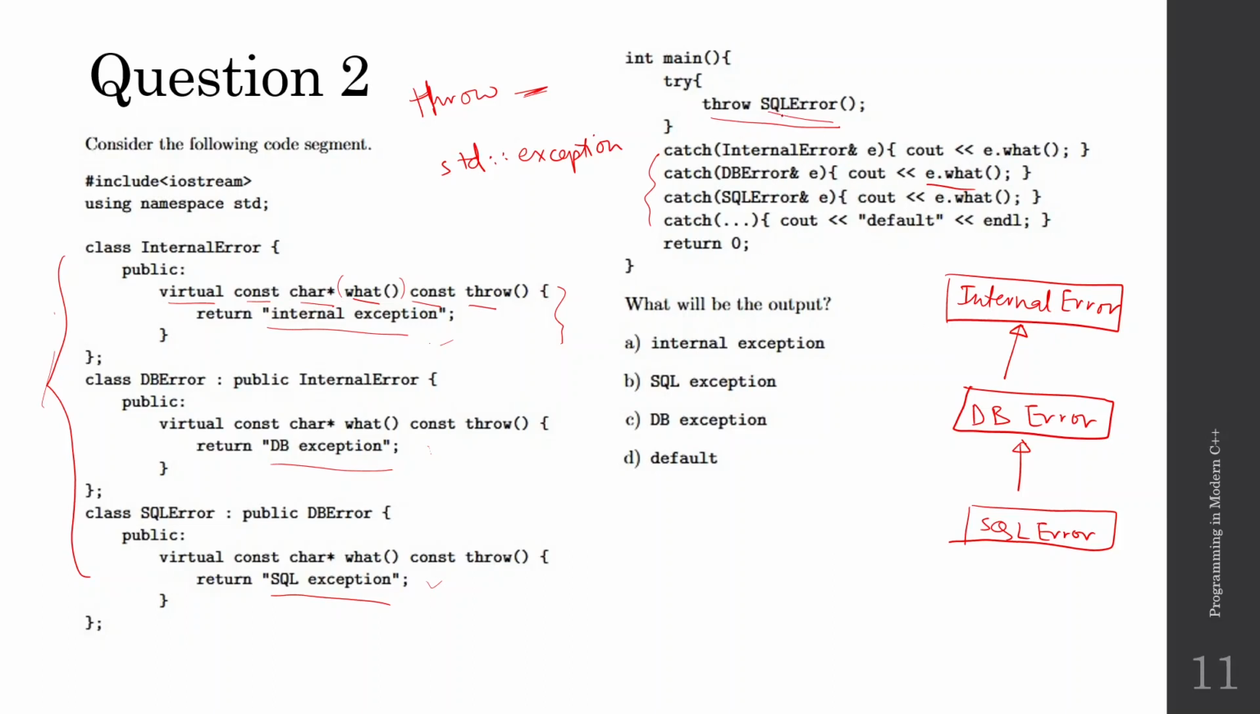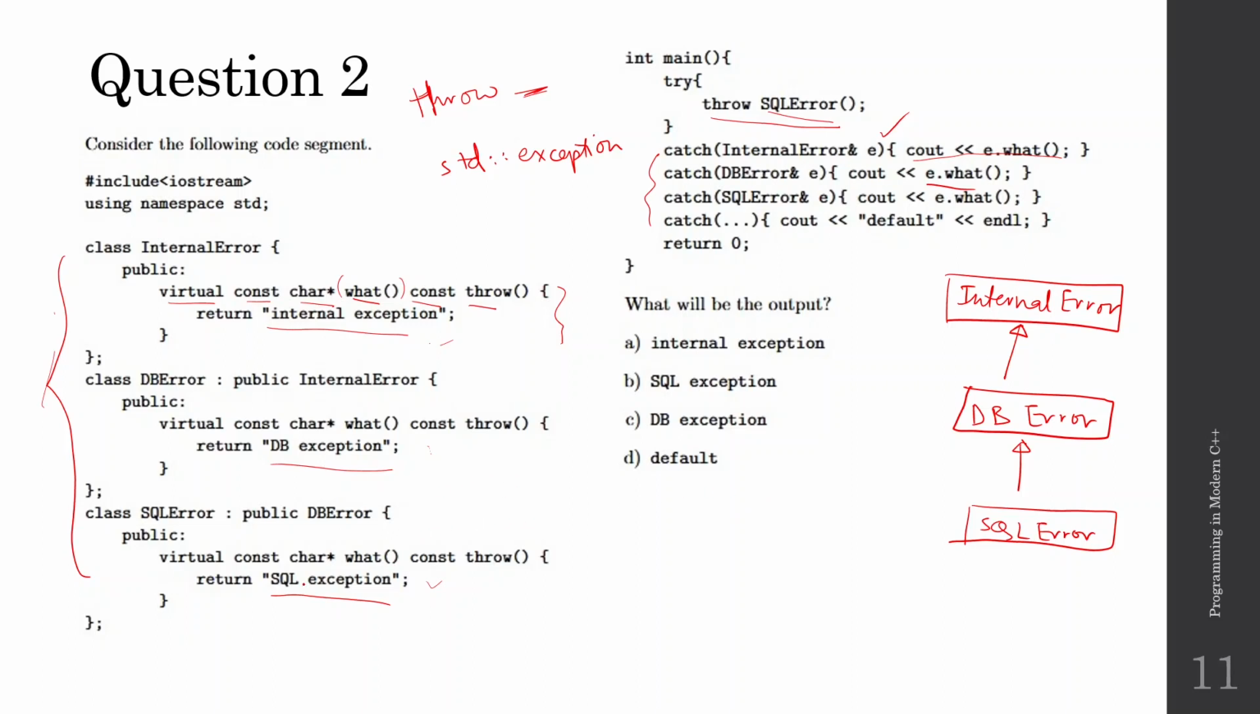So the actual object that is thrown is a SQL error, but an SQL error is a derived class of internal error. So it will match with the first catch clause, and this statement will be executed. So the e dot what function will be called. But here this is the trick.